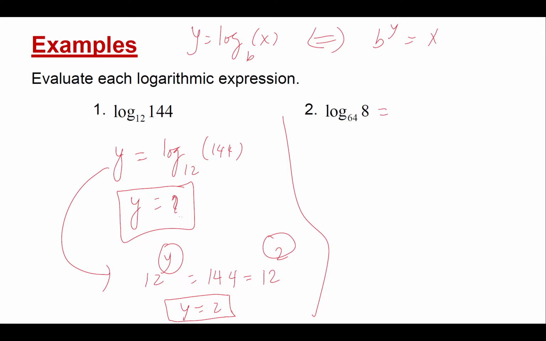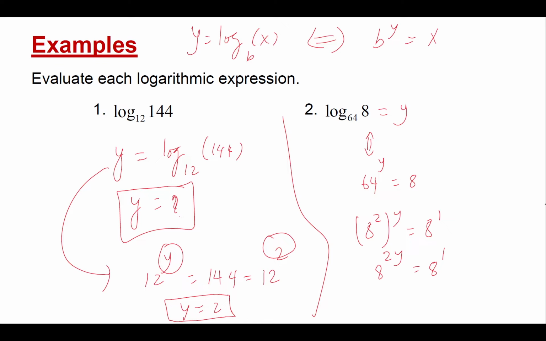By doing the same thing, I can start by saying that this is my y, and I can go from log form to exponential form by doing 64 to the power y equal 8, and 64 can be written as 8 squared to make the same base, because there is a base 8 on the other side. And then now we have 8 to the power 2y equal 8 to the power 1. Power to the power is multiplication.